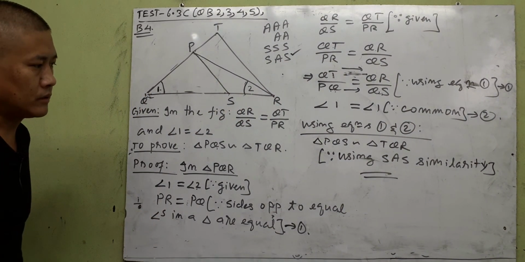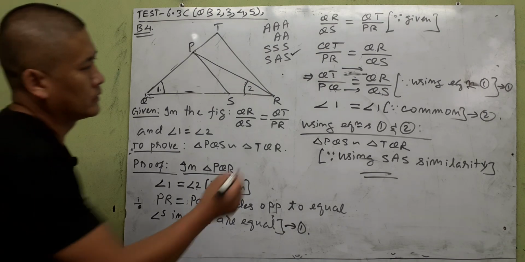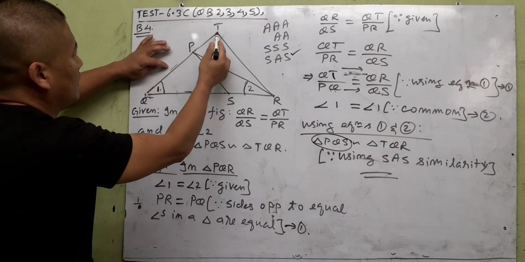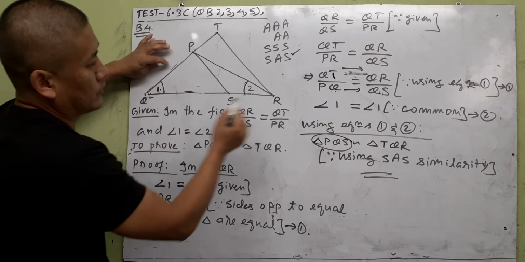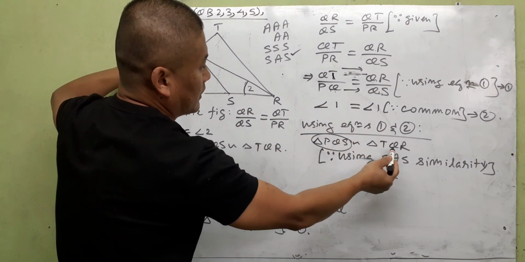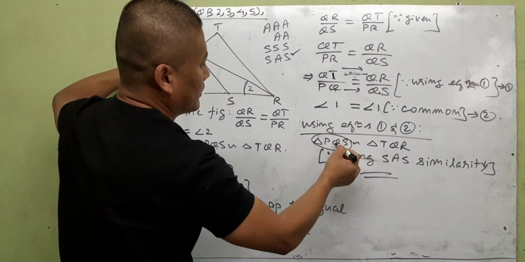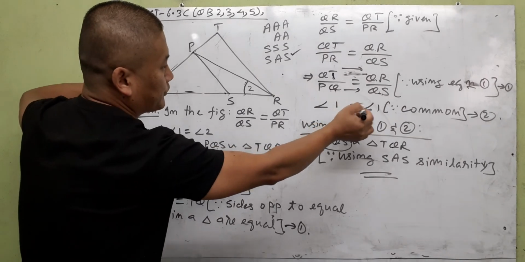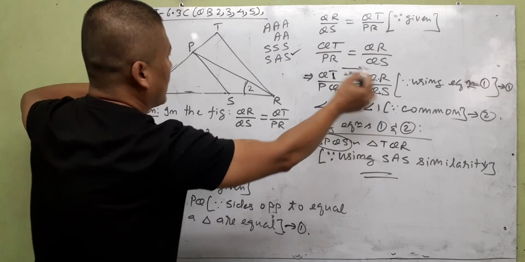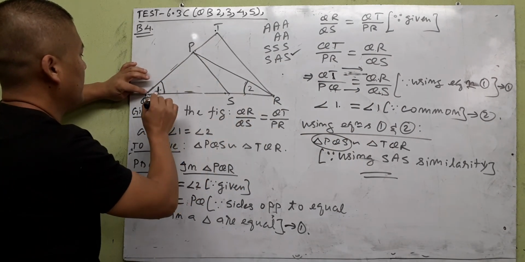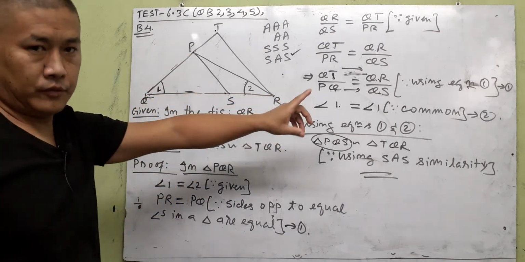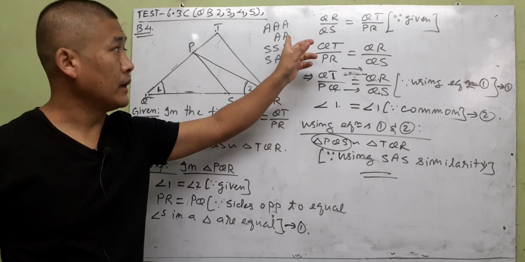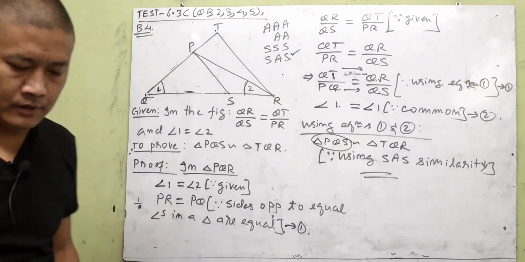Okay, so see here the two sides QT and QR of this triangle, PQ and QS of this triangle, and the angle between them. And here QT, QR of the big triangle, between them angle 1. So two sides and the angle between the two sides are equal, meaning the triangles are surely similar by SAS similarity, right? So that's it.